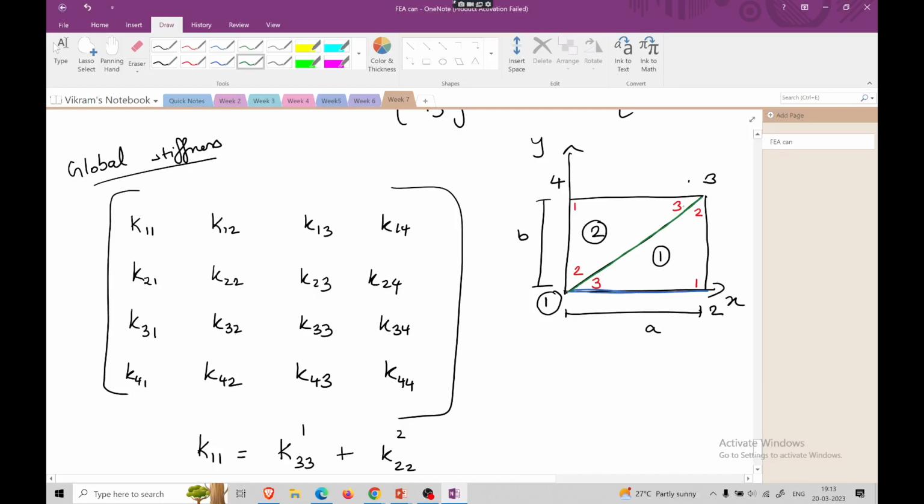K14. This is number 1 and number 4. How many contributions will it have? 1. And what will be the corresponding value? K21 from the second element. Is it first or second? Yes, second element. Okay. So K21.